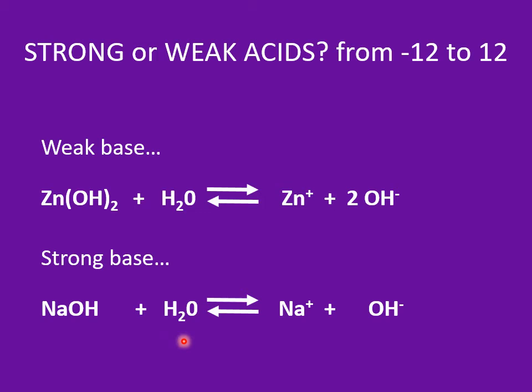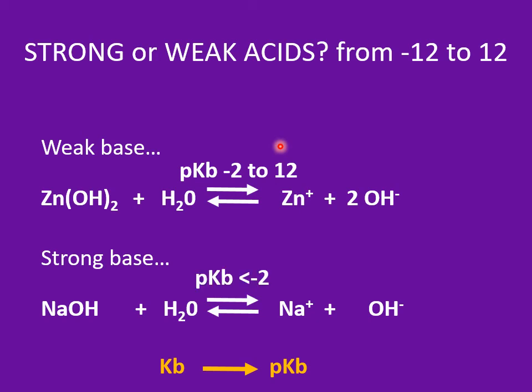As with the acids, we can analyze if the base is strong or weak, calculating the dissociation constant. But in the case of the bases, we call that the base dissociation constant. We also calculate minus the logarithm of the base dissociation constant, pKb. If pKb is between -2 and 12, we say that the base is weak. If pKb is less than -2, we say that the base is strong.